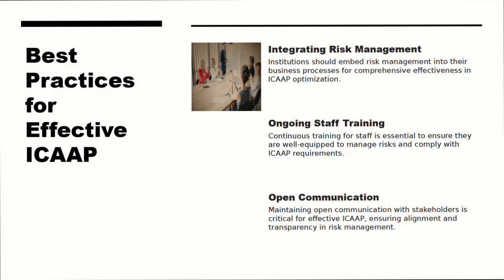Best practices for effective ICAAP. Integrating risk management. Institutions should embed risk management into their business processes for comprehensive effectiveness in ICAAP optimization. Ongoing staff training. Continuous training for staff is essential to ensure they are well equipped to manage risks and comply with ICAAP requirements. Open communication. Maintaining open communication with stakeholders is critical for effective ICAAP, ensuring alignment and transparency in risk management.